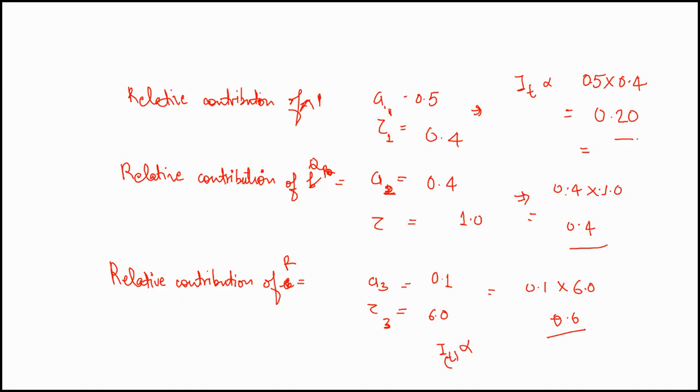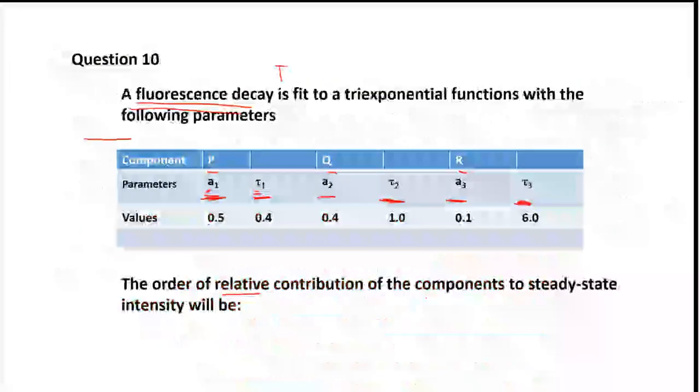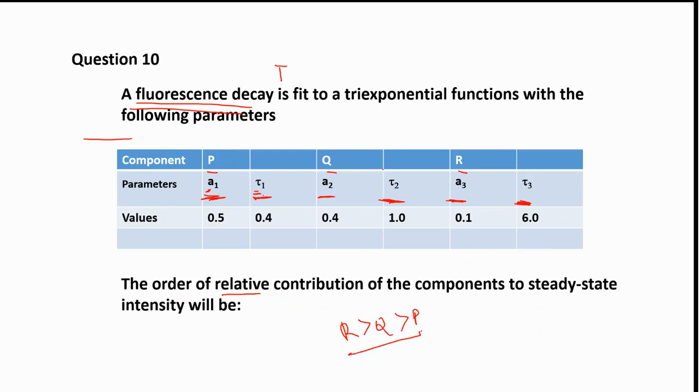So for the first function, the contribution is least. For the second function, the contribution is a bit more, and for the third function, it is 0.6. So the order we come to know for the relative contribution to the intensity is: for R it is the maximum, then for Q, and then for P. So here we get the answer: R is greater than Q is greater than P.